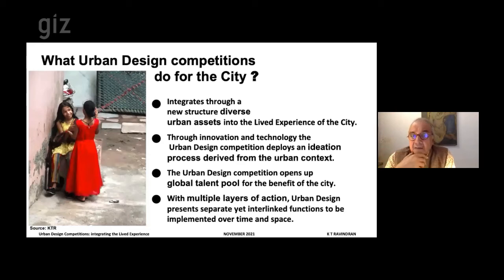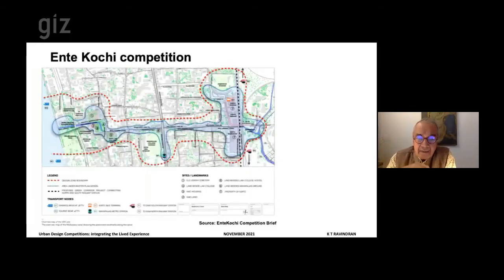So this is a great benefit that an urban design competition provides. I'll move now into the EnteKochi competition. The formulation of these boundaries were well explained by Monali in her presentation, and I will not go into the details of it, but this is the general area.